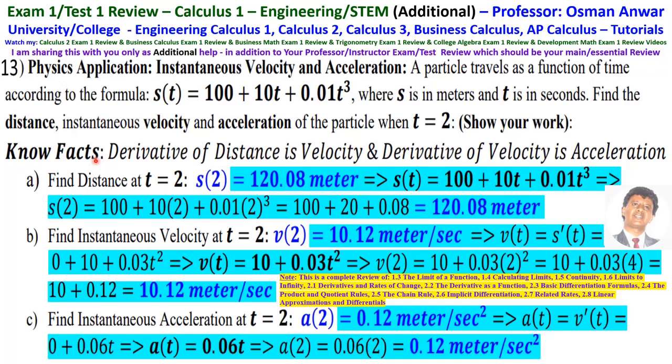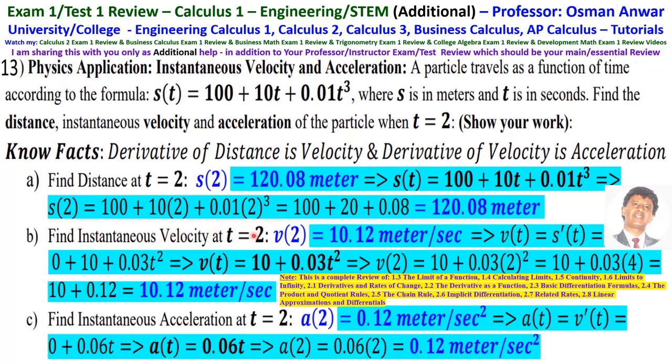So A, find the distance at t equals 2. The distance formula is given. So s of t is equal to 100 plus 10t plus 0.01t cubed. Then s of 2 is 100 plus 10 times 2 plus 0.01 times 2 cubed. So this is 100 plus 20 plus 0.08, which is 120.08 meters.